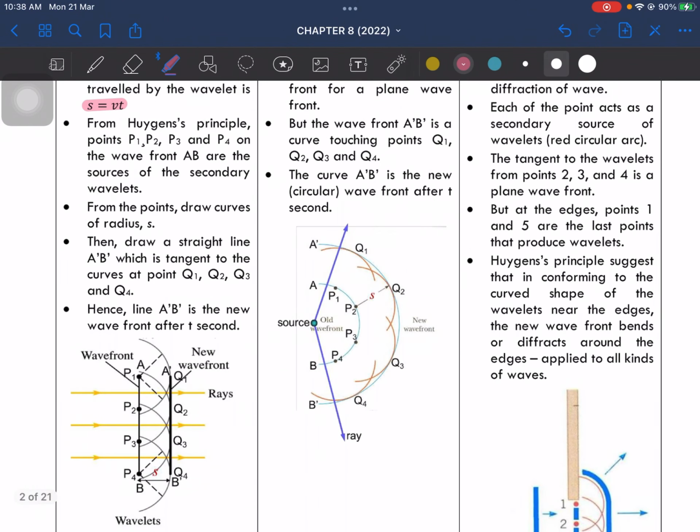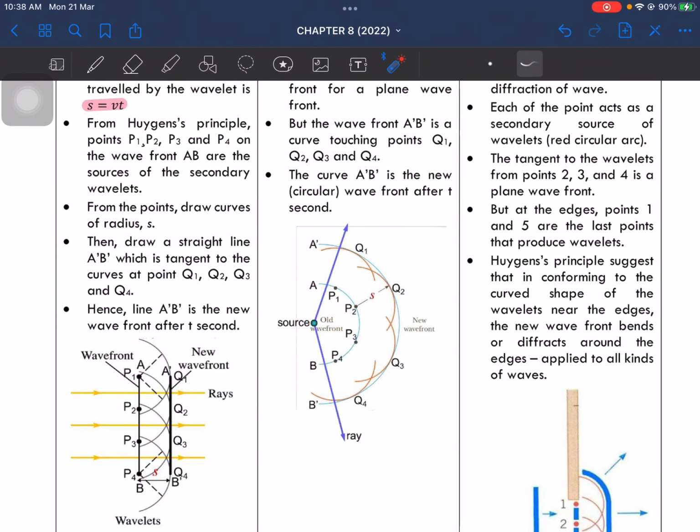Okay, so from Huygens' principle, points P1, P2, P3, and P4 on wavefront AB are the sources of the secondary wavelets. So now this is the source, which creates another wavefront in front of it. From the points we can draw a curve of radius s, which is this one.